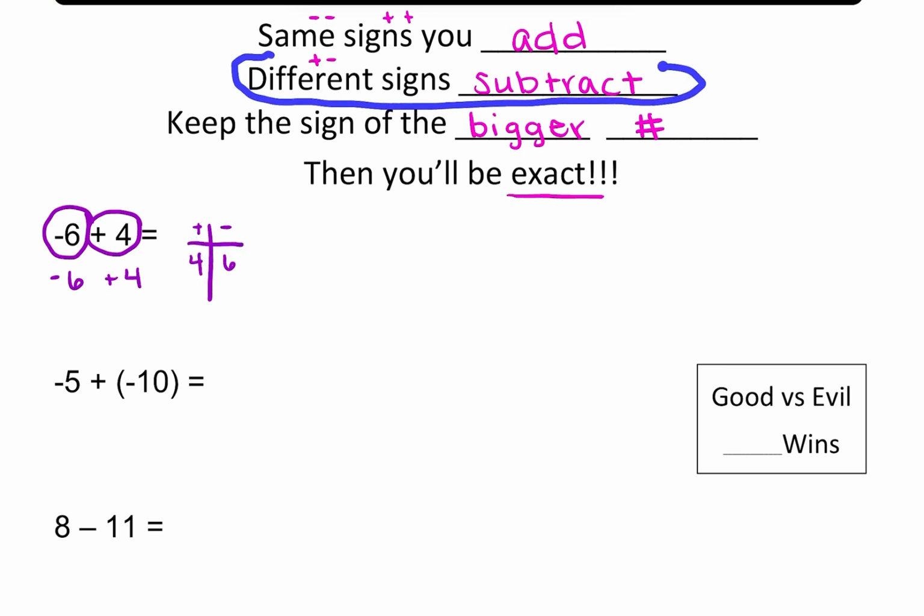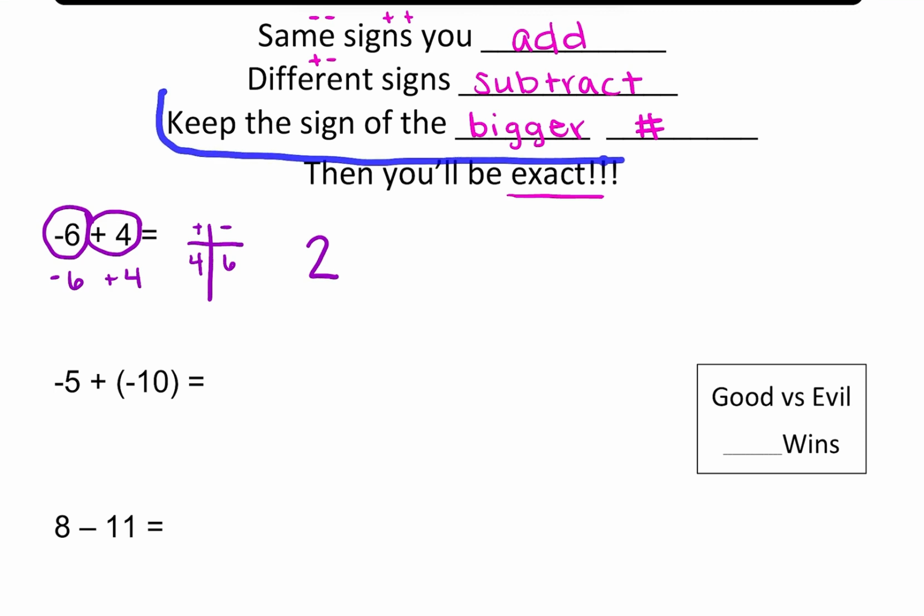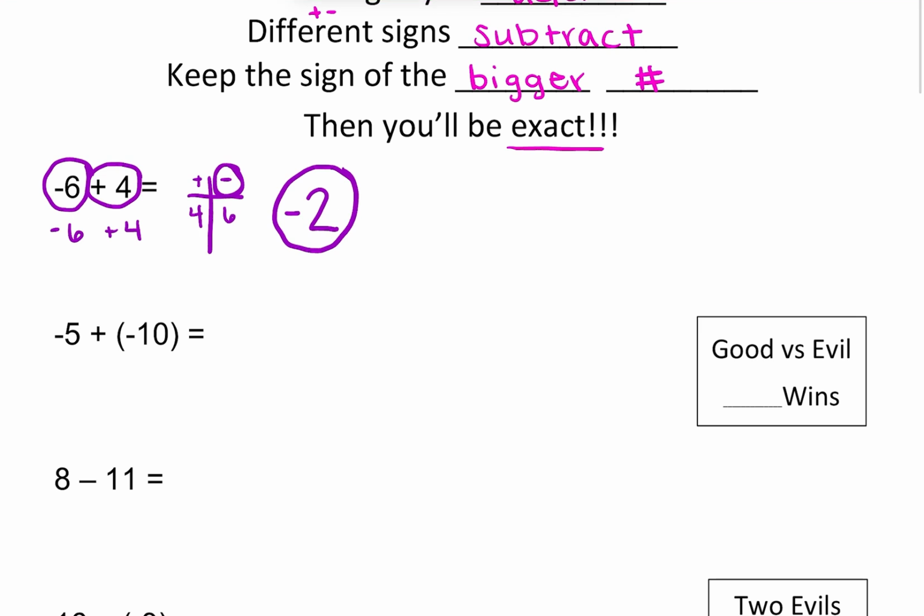So we are going to use this part of the song, different signs, subtract, and we are going to subtract those two numbers. So we do 6 minus 4. What is 6 minus 4? It's 2. And then this is the part that's super, super important. Keep the sign of the bigger number. So which one was bigger, the 6 or the 4? The 6 was, and it was a negative, so my answer is -2, because there were technically more negatives than a positive. And that's it.